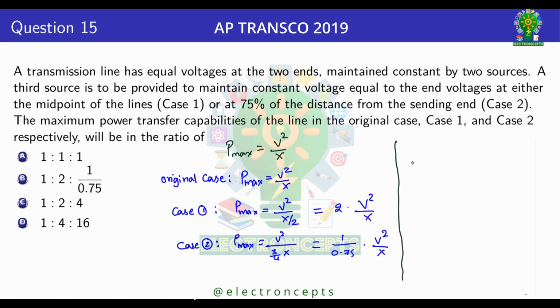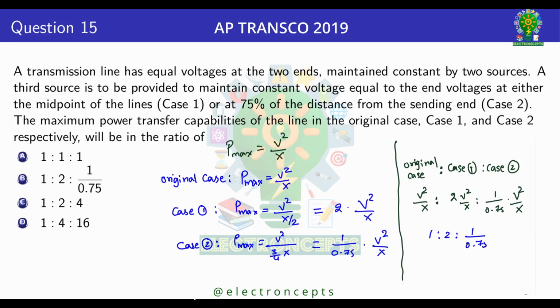Now taking the ratios of original case to case 1 to case 2, we get V square by X to 2 V square by X to 1 by 0.75 into V square by X. Cancelling the common terms, we get 1 is to 2 is to 1 by 0.75. Therefore, option B is correct.